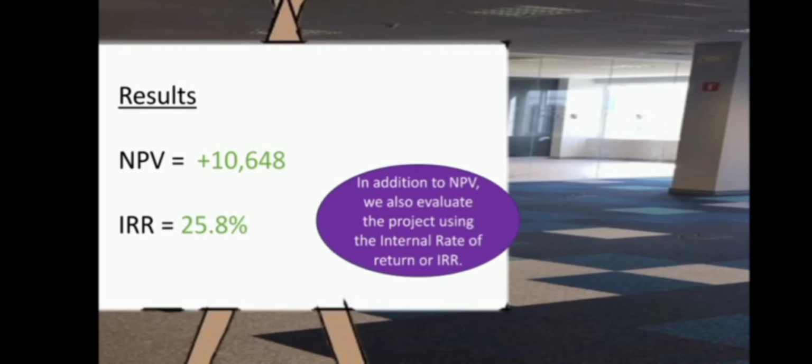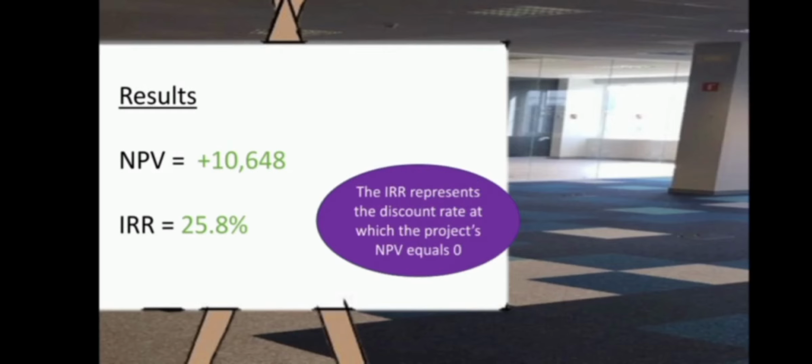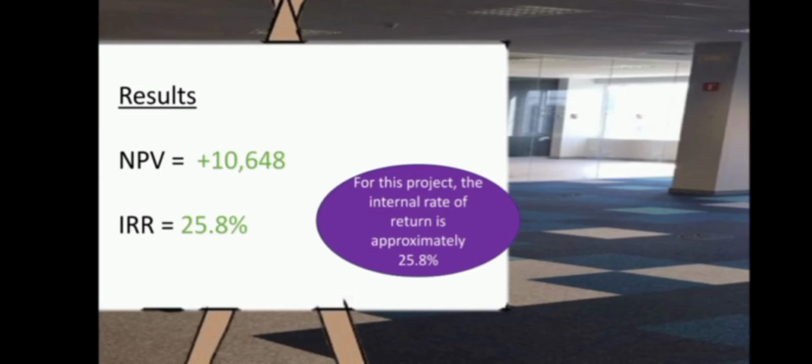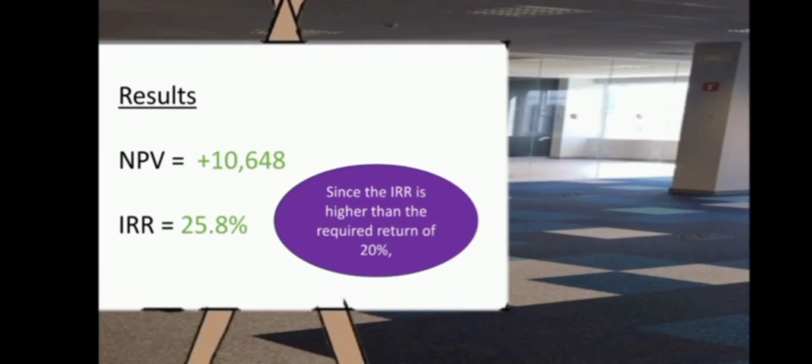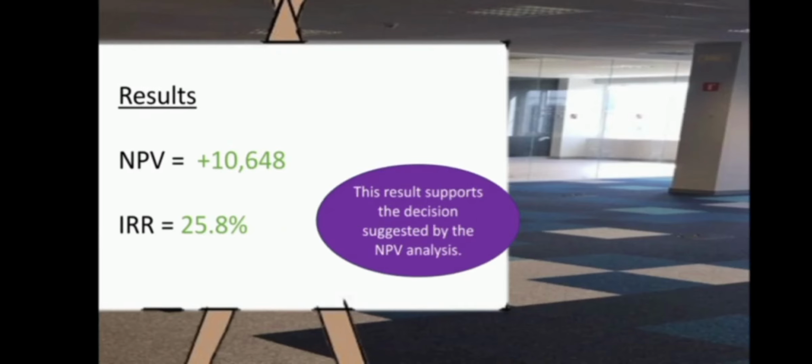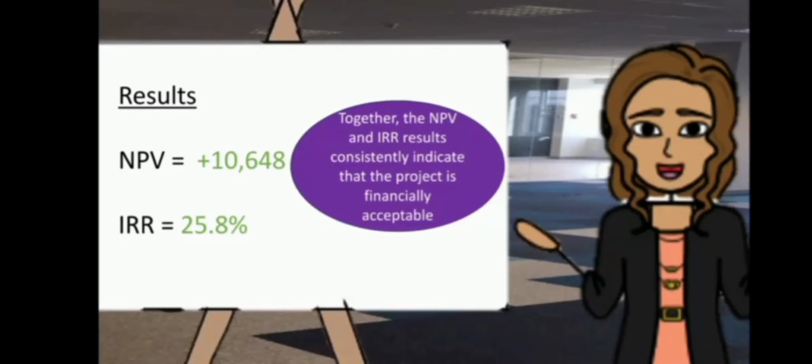In addition to NPV, we also evaluate the project using the internal rate of return, or IRR. The IRR represents the discount rate at which the project's NPV equals 0. For this project, the internal rate of return is approximately 25.8%. Since the IRR is higher than the required return of 20%, this result supports the decision suggested by the NPV analysis. Together, the NPV and IRR results consistently indicate that the project is financially acceptable.